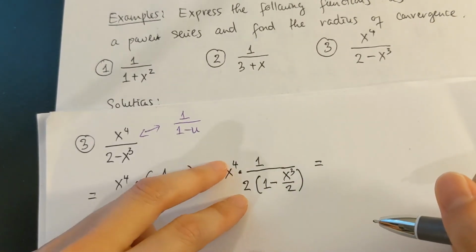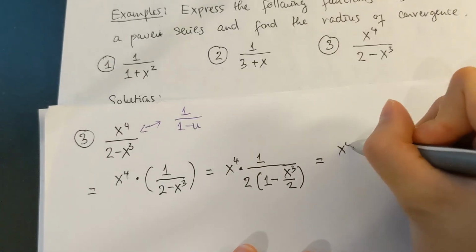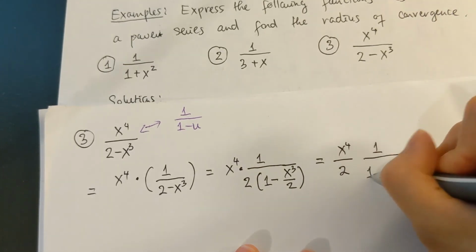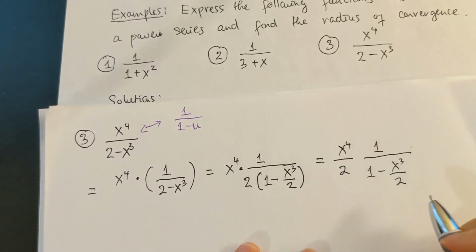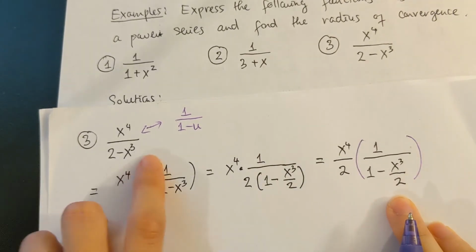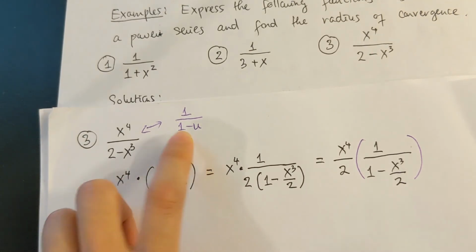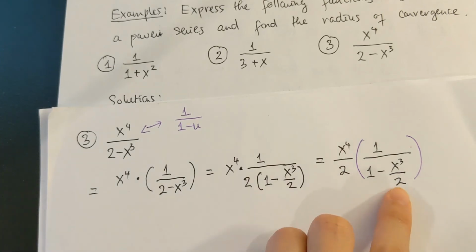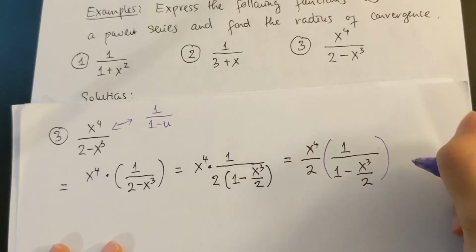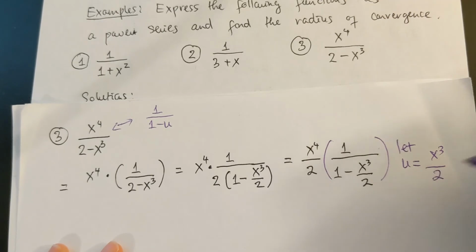Now these are just coefficients in front of my expression, so I will clean it up at the end. So now this expression right here is looking more like the expression that I can rewrite as a power series. So from here we can let u be x cubed over 2.